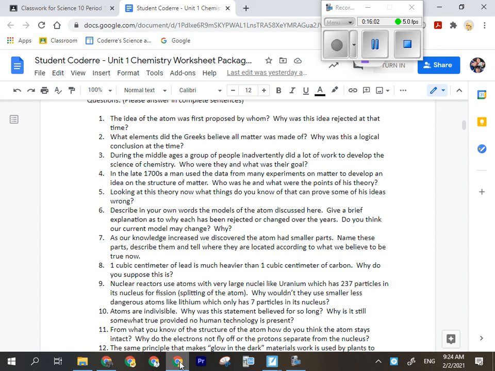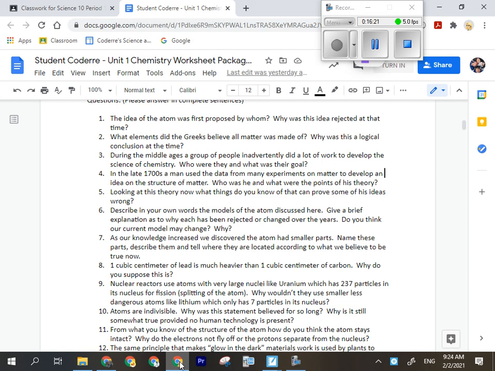Yep, lead has different properties than carbon, and what did we say causes the different properties? The number of protons, exactly. Okay, if we look at the periodic table here, carbon has 6 protons in its nucleus and 6 neutrons in its nucleus. Those are the heavy particles.